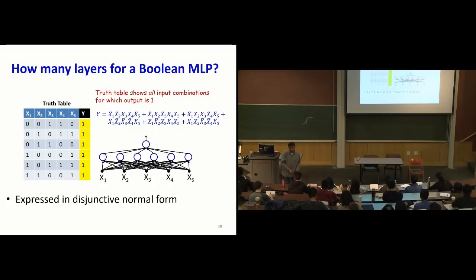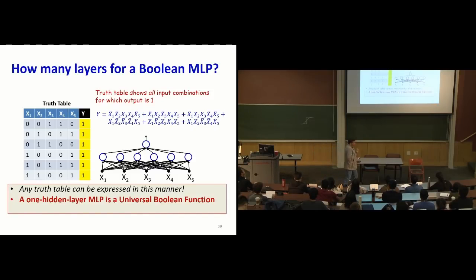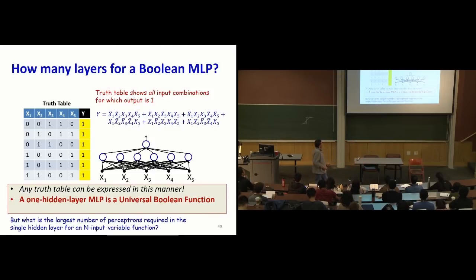So given this, why do you need depth? Well, the question is, if I'm going to do this with just one hidden layer, how many neurons will that hidden layer require? A one hidden layer MLP is a universal Boolean function. The problem really is the number of perceptrons that you will require in that single hidden layer if you have n input variables.